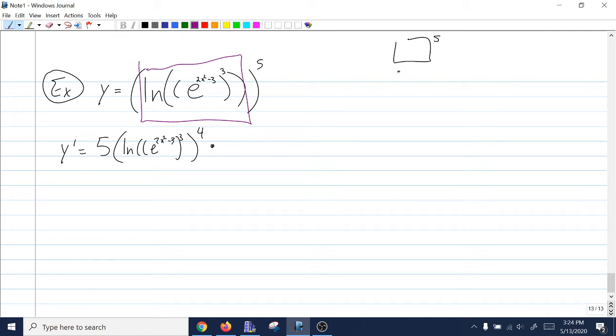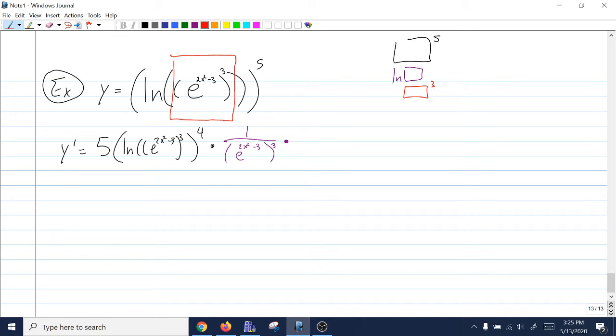When I look at this, I see it is natural log of something. The derivative of natural log of something is 1 over that thing. 1 over what? 1 over, leave the inside alone, e to the 2x squared minus 3 cubed. Now is the time that I look at what we were taking the natural log of and try to write the derivative of that out here. What was inside that natural log? It was something cubed.